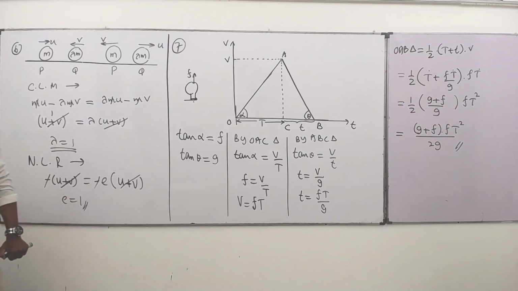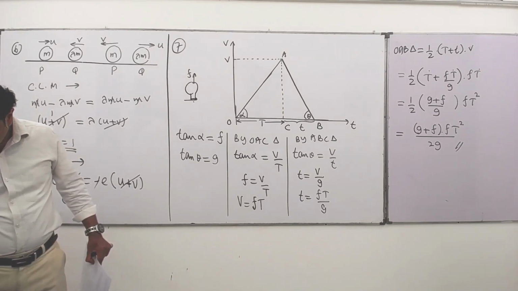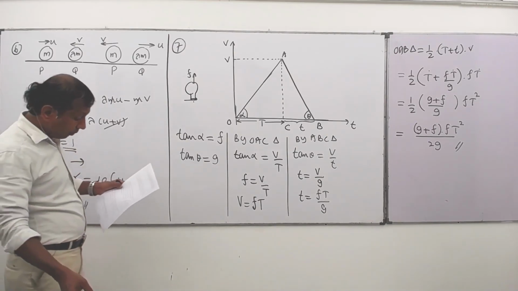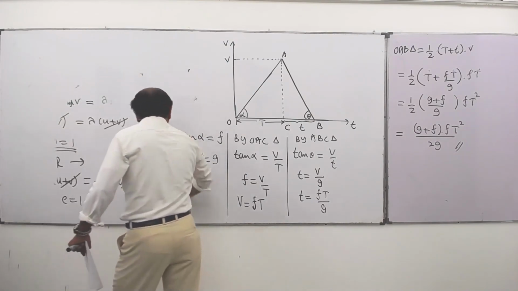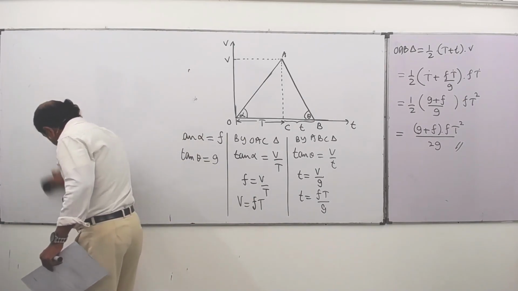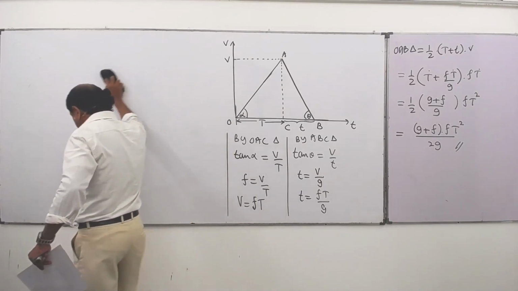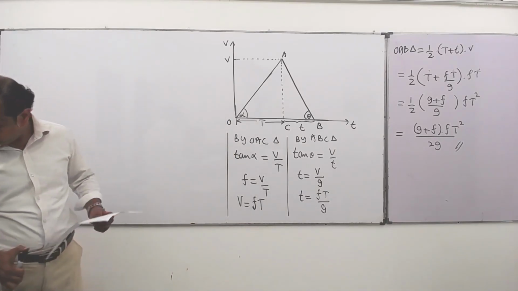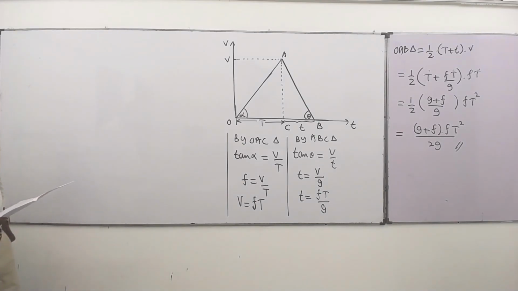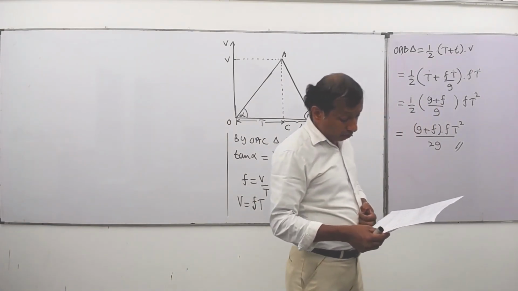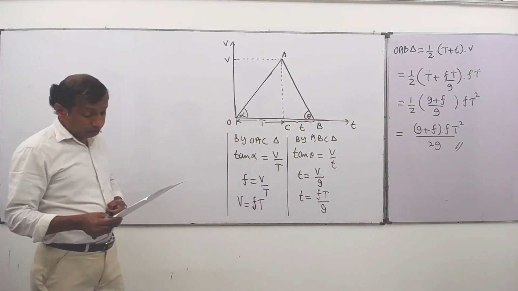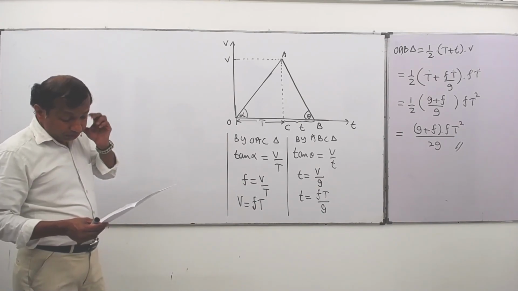Number 8 next. In the diagram, a light inextensible string is attached to a particle of mass m placed on a fixed smooth plane inclined at 30 degrees to the horizontal. The string passes over a fixed smooth small pulley.